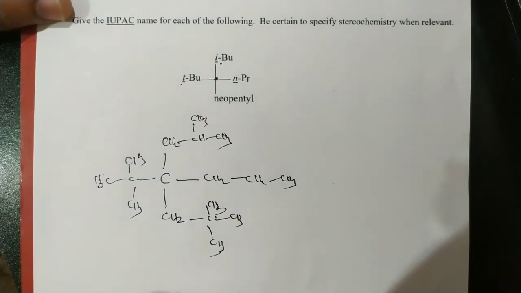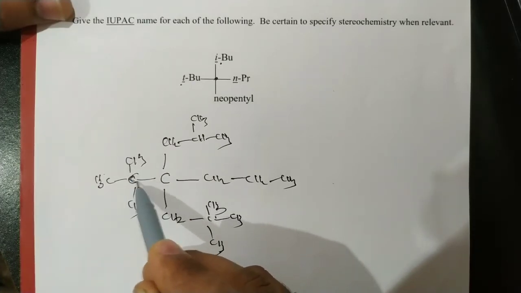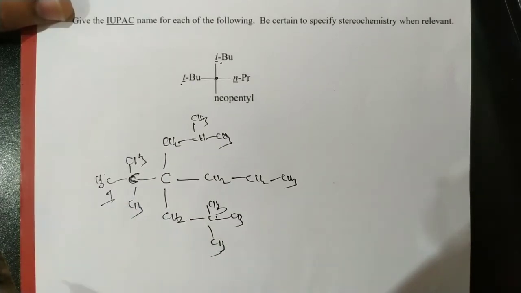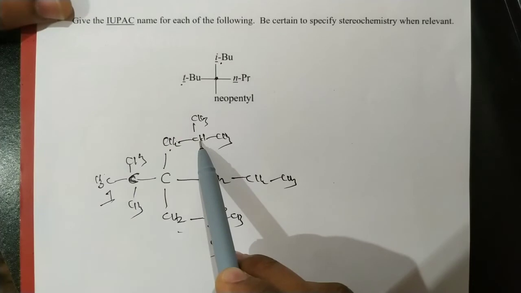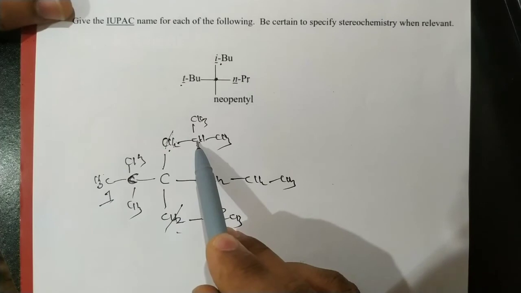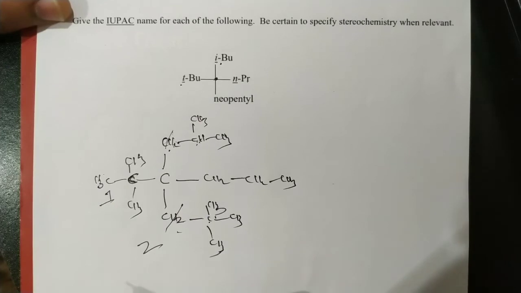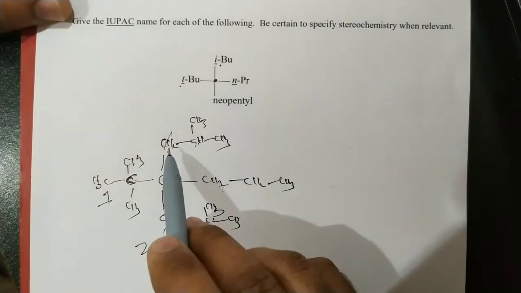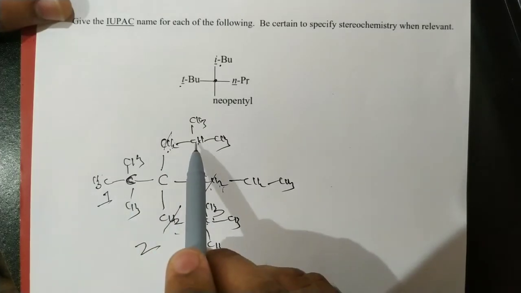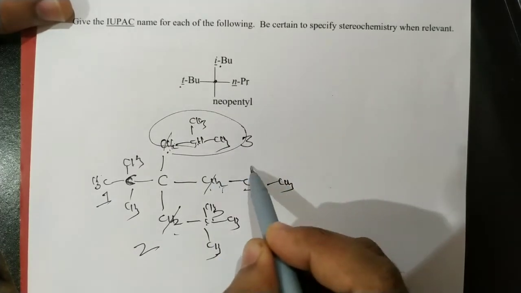Now which group has the highest priority? The tertiary butyl group gets the highest priority because the attached carbon is a tertiary carbon. Next, CH2 CH2 is common, but the second carbon here is a tertiary carbon, while this second carbon is a quaternary carbon. So this one gets the higher priority. Between these two, CH2 cancels, next here CH, but it is a CH2, so this group gets the higher priority. Third priority, this group; fourth priority, this group.